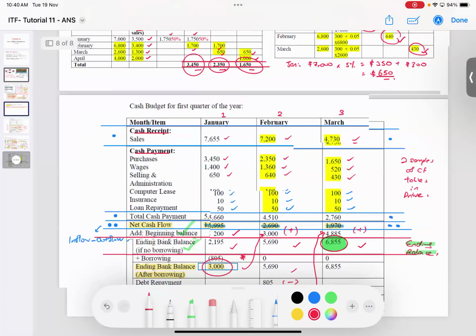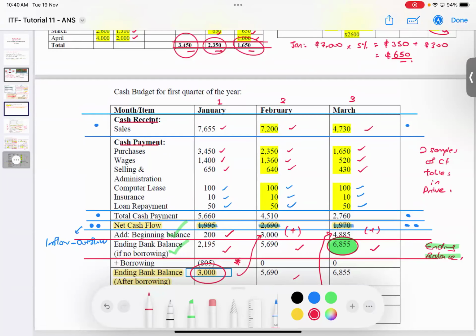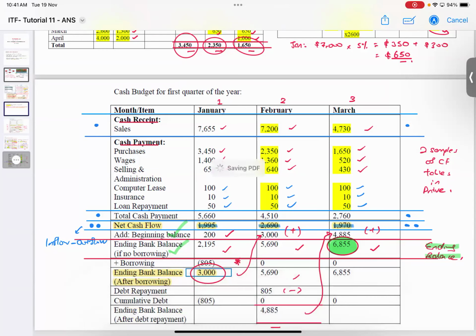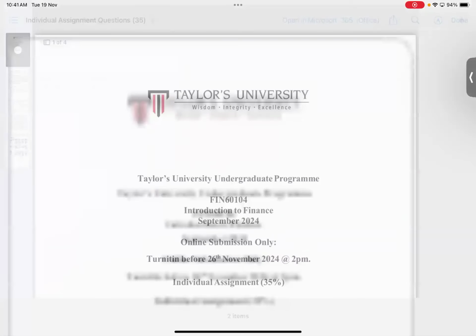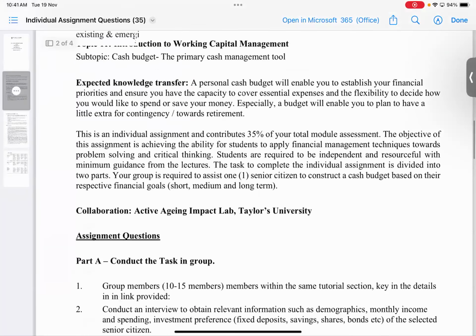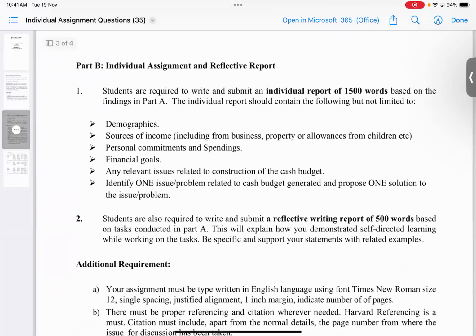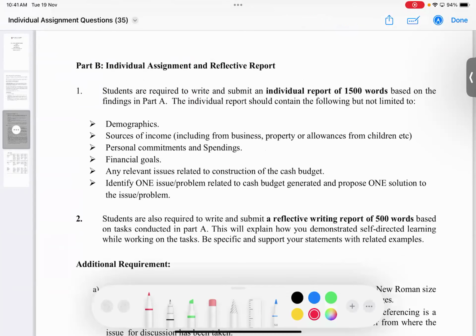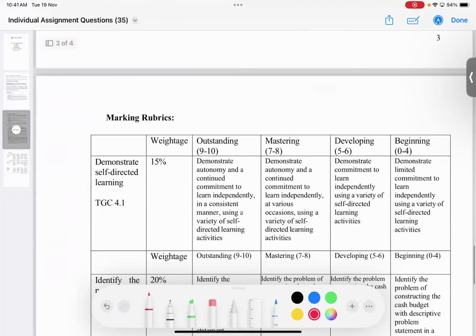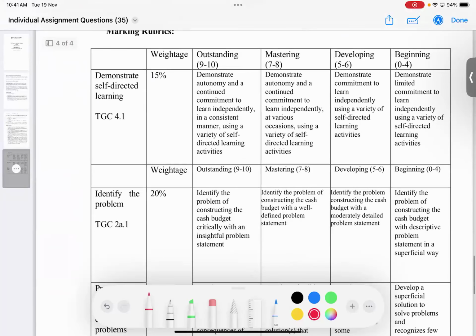So these are the tutorial questions for this week's tutorial. Now let's talk about the assignment. When you look into your assignment, it can be divided mainly into two big parts, part 1 and part 2. Same thing, you refer to the marking rubric as well. The first one, 15 marks over here, is actually your part 2, your reflection.